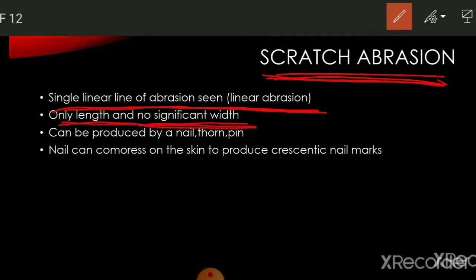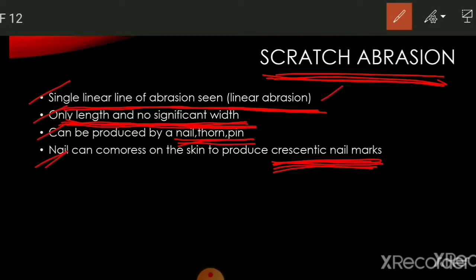It can be produced by a nail, thorn, or pin. A nail can compress on the skin to produce crescentic nail marks. If the abrasion is produced by a nail, it will produce crescentic nail marks on the skin. These are the important points about scratch abrasion you need to know: a linear abrasion, only length, no significant width, produced by a nail, thorn, or pin, producing crescentic nail marks on the skin.